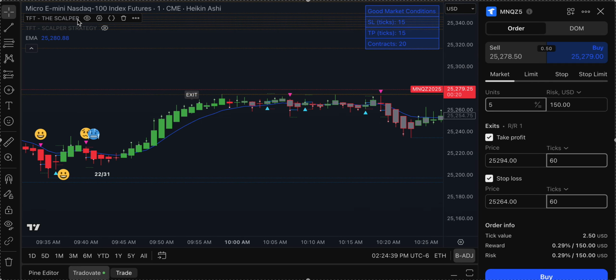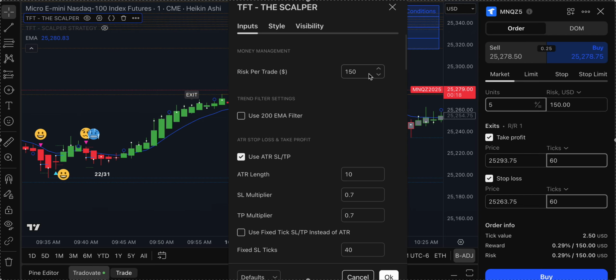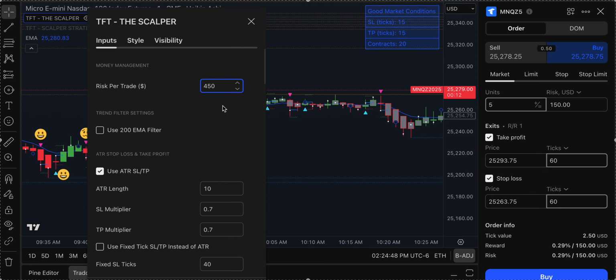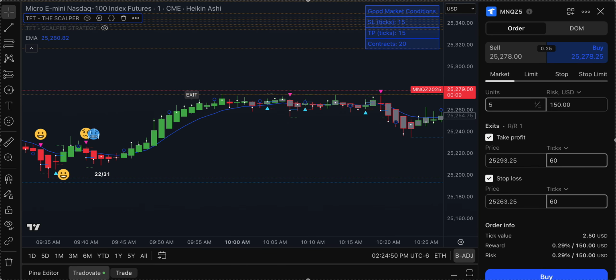So let me just show you that really quickly. Go into settings, and if we change this, let's just go for 450. Okay, so this number, instead of showing 20 contracts, will actually show a different number. Now it's not going to be accurate because you're not going to really trade 60 contracts, because why? The market is too slow right now. Look at that, 15 ticks for your stop loss and take profit. Now that's just because the market's almost closing here in about 35 minutes, so that's not going to be accurate.